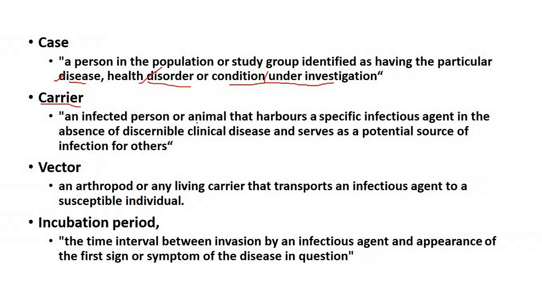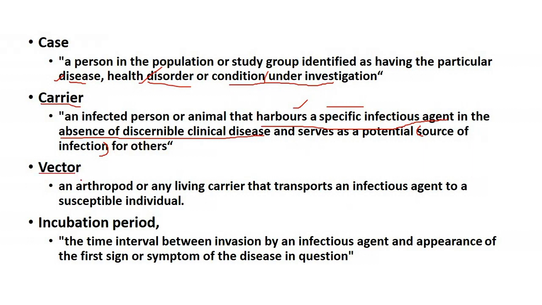A carrier is an infected person or animal that harbors a specific infectious agent in the absence of any discernible clinical disease and serves as a potential source of infection for others. As we all know, in the chain of infection, the source of infection may be a case or a carrier. But a carrier is a source of infection without any clinical disease, harboring the specific infectious agent.